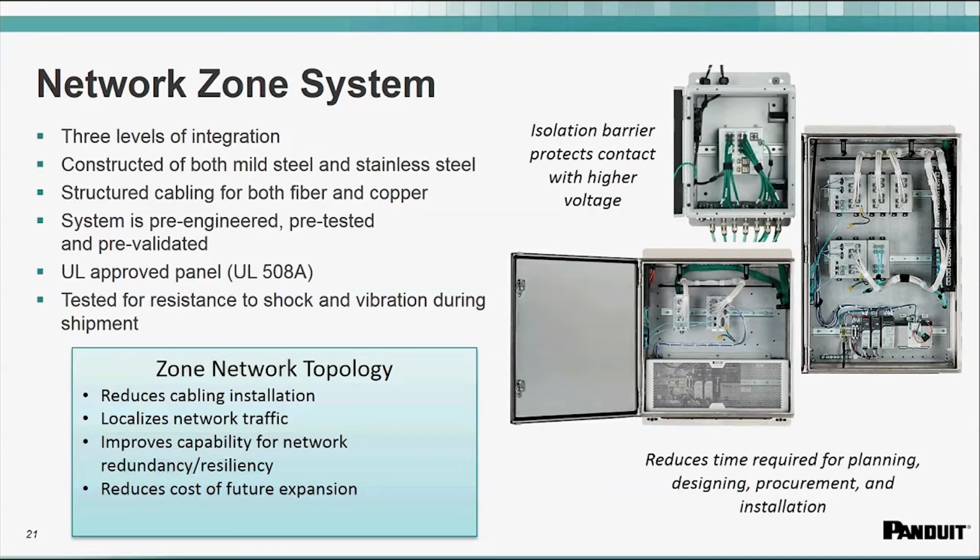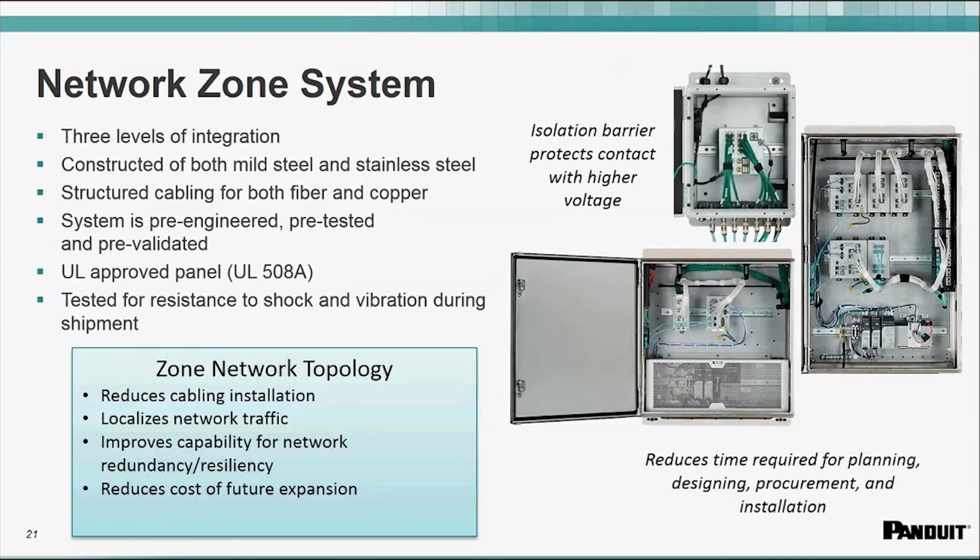A network zone system is a key element of a zone network topology. This is in contrast to a centralized home run deployment where all cables come from a single origination. A zone topology reduces cabling installation, localizes network traffic, facilitates network resiliency, and accommodates future expansions.